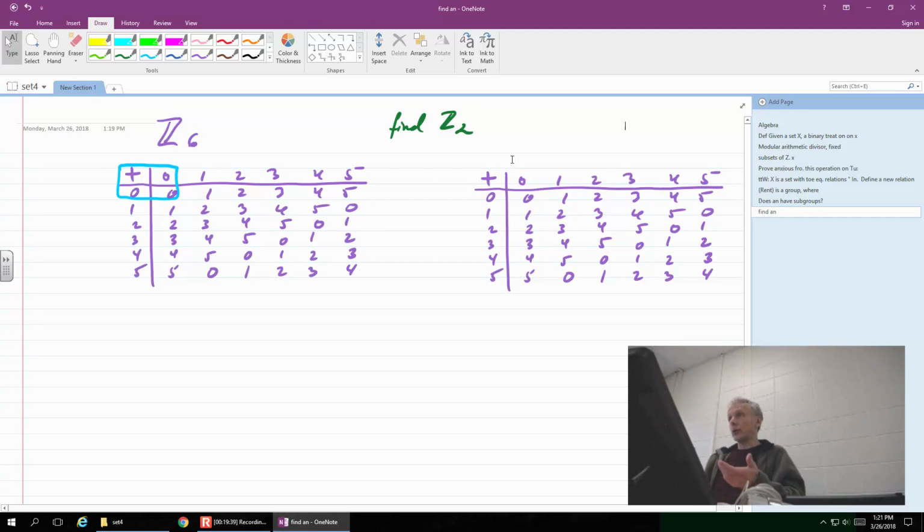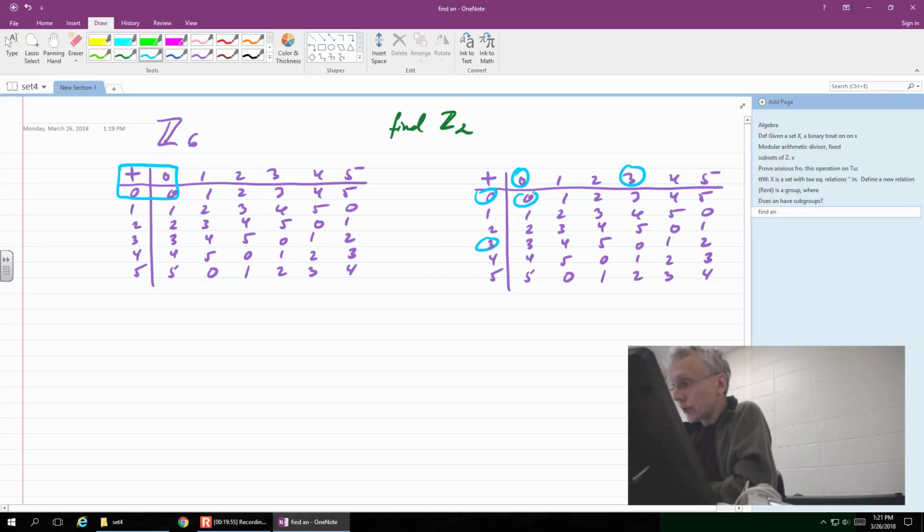Z2, remember what Z2 is. It contains 2 elements. One of them is 0, right? 3 and 0, that's right. So let me mark it. So 0 and 3, 0 and 3.